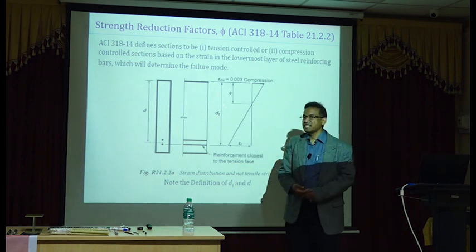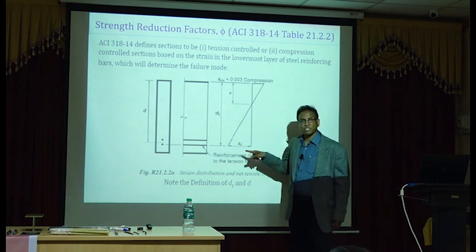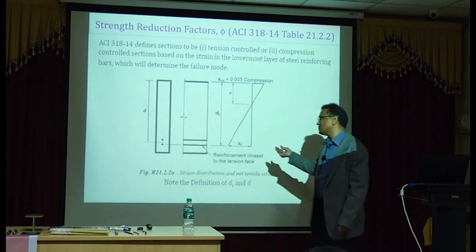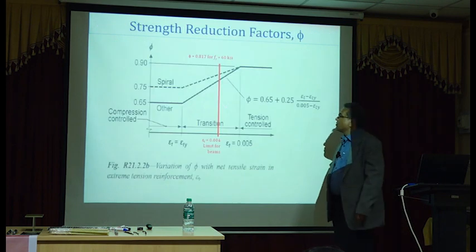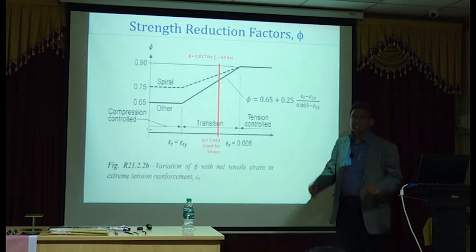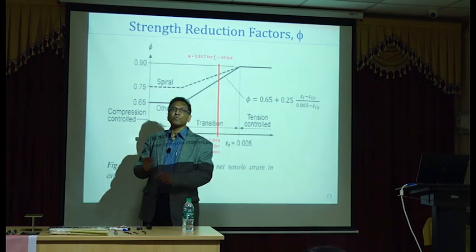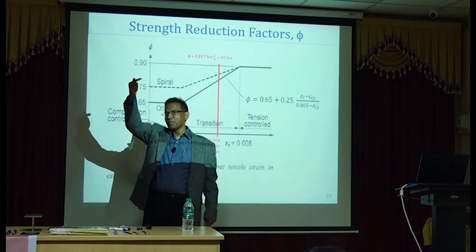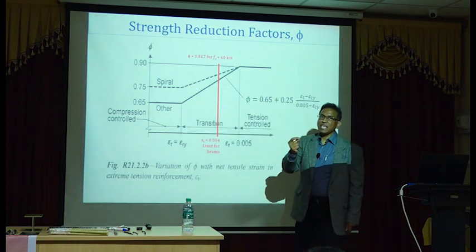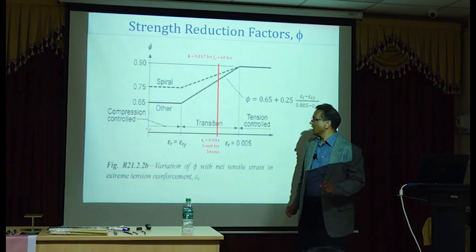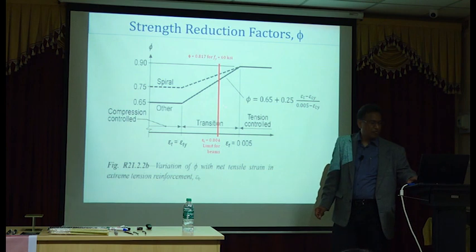So when you are designing with ACI and you are finding out the phi factor, you are finding out the strain at the bottommost layer of steel. Very important difference. It's minor, it's not complicated, but it is very important. Now the phi factor is based on the strain at the bottommost layer of steel, which is dt from the top fiber, and the strain at that bottommost layer of steel is epsilon t.